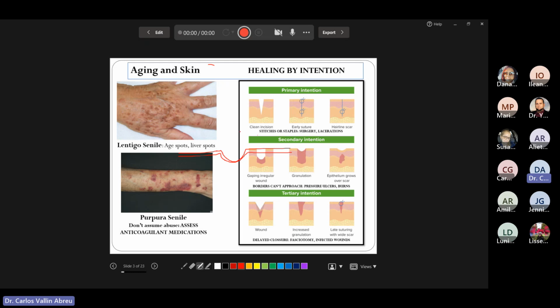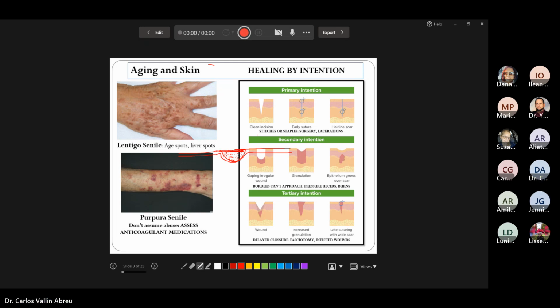Yes, so those are examples of wounds that require, little by little, along weeks and maybe months, a granulation tissue to be growing from the bottom to the top. And when the granulation tissue reaches the top, the epithelium will grow over the granulation tissue, closing the wound. Obviously, it will take a long time, much, much longer than the primary intention.